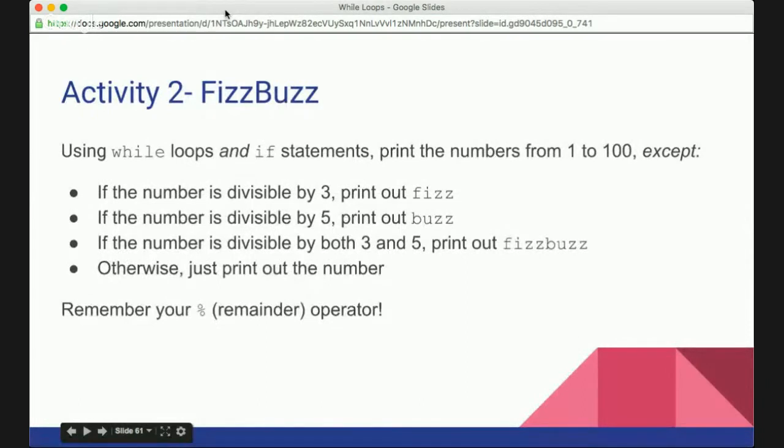And our second exercise is what's called FizzBuzz. So using just while loops and if statements, iterate from 1 to 100, but if the number is divisible by 3, print out fizz. If it's divisible by 5, print out buzz. If the number is divisible by both 3 and 5, then print out fizzbuzz, and otherwise just print out the number. Also remember your modulus or remainder operator. It's a little confusing, so we're going to show the example output.